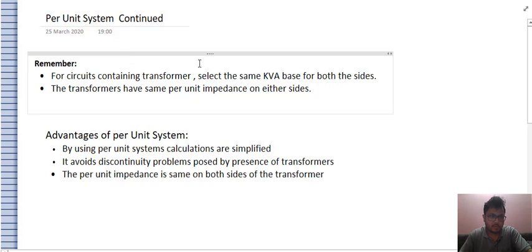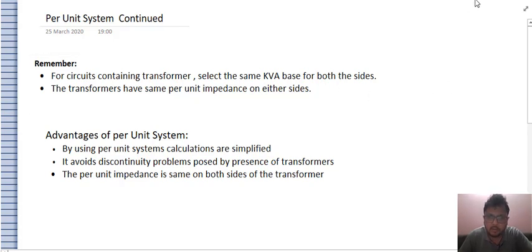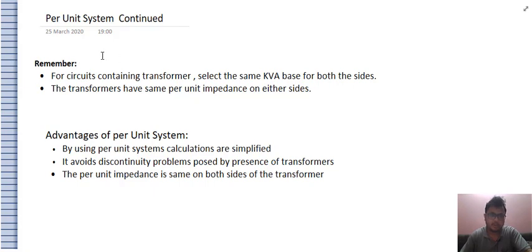Considering that you have visited my last two lectures and gone through the formulas that I have given, now see the points you have to remember. From the power unit system, for circuits containing a transformer, select the same kVA base for both sides, and this I have already done. I have solved one problem on a transformer.